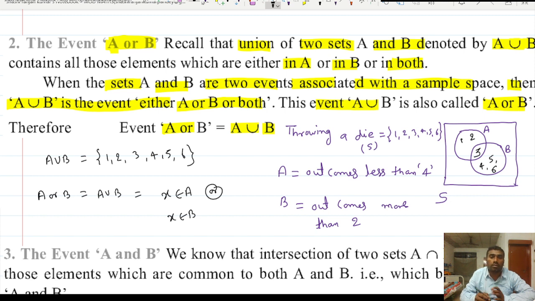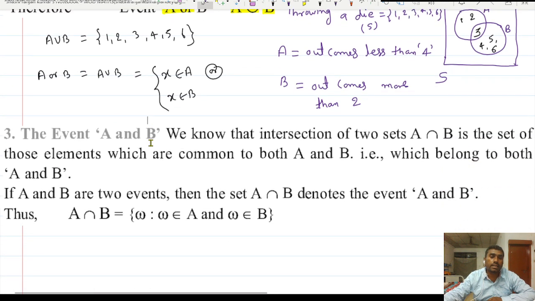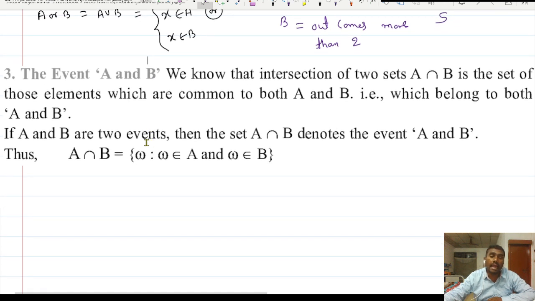Okay, so this is the case here. In this way, we are finding the A union B. Hopefully, it's clear to you. Next, let us complete this also. The AND event means the intersection portion. So what is here? The intersection.